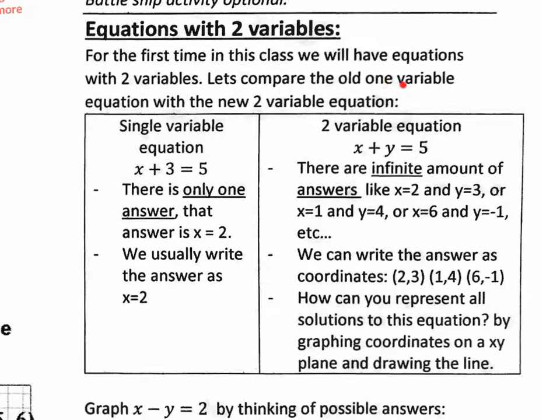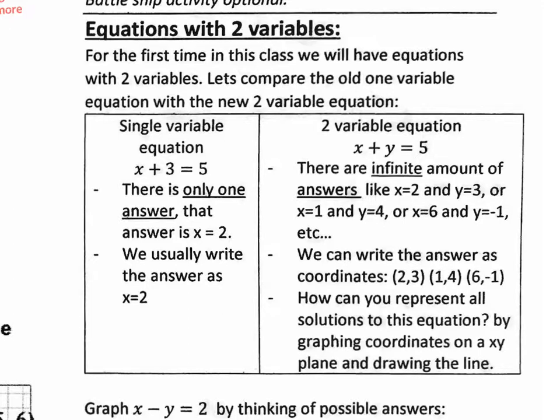So let's compare the old 1 variable equation with the new 2 variable equation. So let's look at the 1 variable equation. Everybody knows x plus 3 equals 5. Everybody knows how to solve it. Everybody knows the answer. What's the answer here to x plus 3 equals 5? 2. See, it only has one answer. Why is the answer 2? Because 2 plus 3 equals 5. 3 plus 3 doesn't equal 5. Negative 2 plus 3 doesn't equal 5. The only answer is 2 plus 3 equals 5. That's a single variable equation.